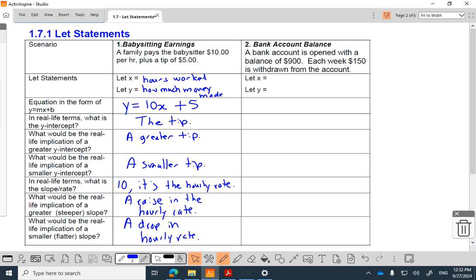Yeah, okay, so how much money are you going to take out? That's exactly right. We're going to take out $150 per week. So what do I need to know to figure out how much money's been taken out? The weekly withdrawal. Yeah, like how many weeks have passed here? If we're going to know how much money's left, we need to know how many weeks have passed. So let x equal number of weeks.